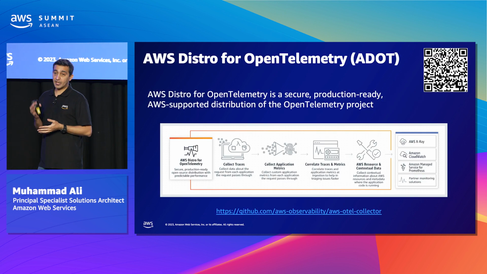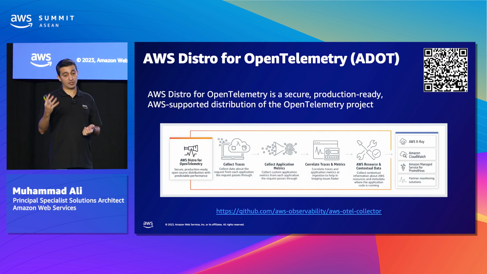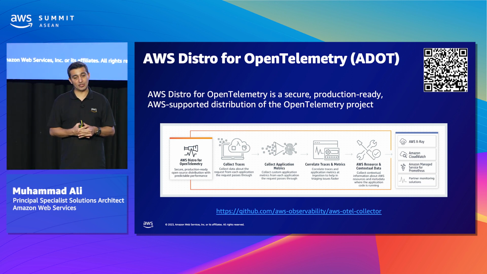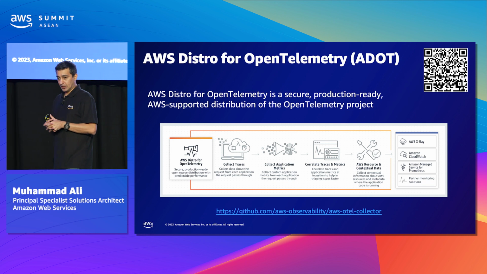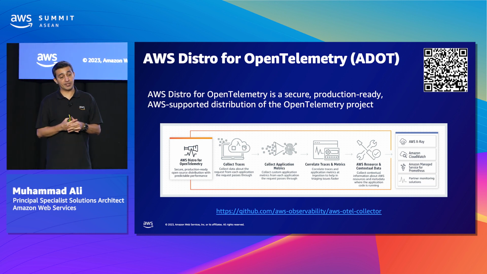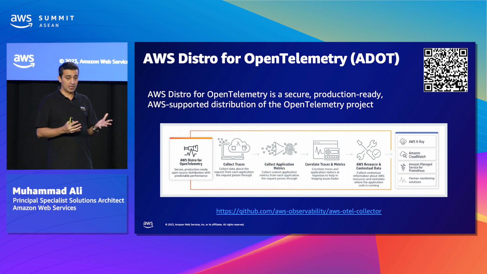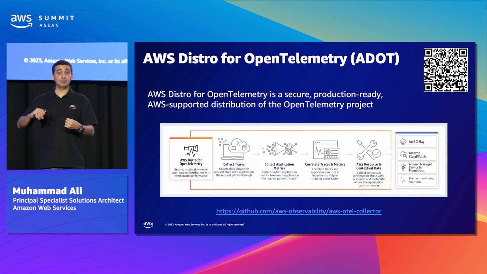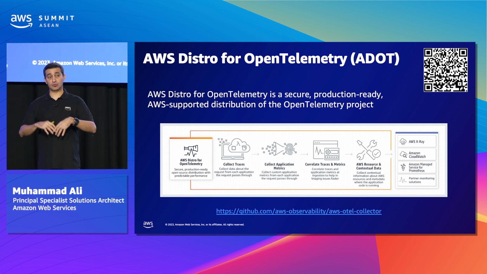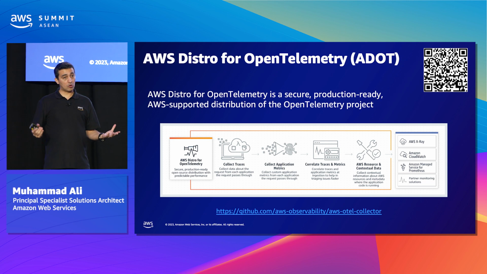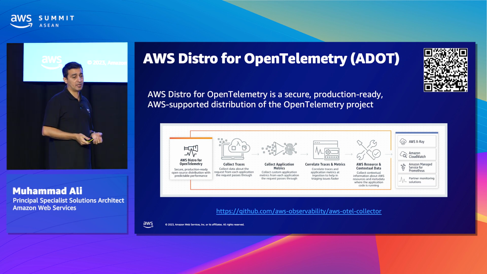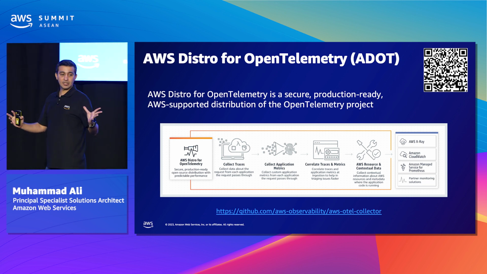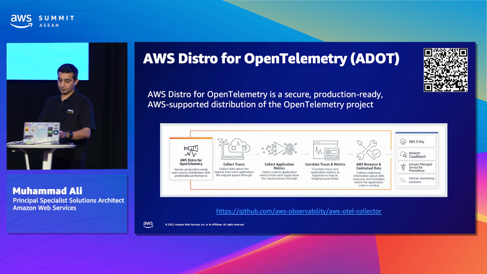Now, AWS offers a distribution of this OpenTelemetry open source project. It's called AWS Distro for OpenTelemetry. The distribution offers additional capabilities on top of the open source one, so that you can collect the signals from your applications running in AWS and send them to AWS native services such as AWS X-Ray, Amazon CloudWatch, or Amazon Managed Service for Prometheus. Now let's switch to a demo and I'll show you how the observability platform will work.